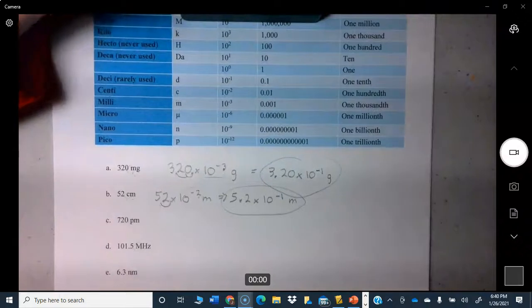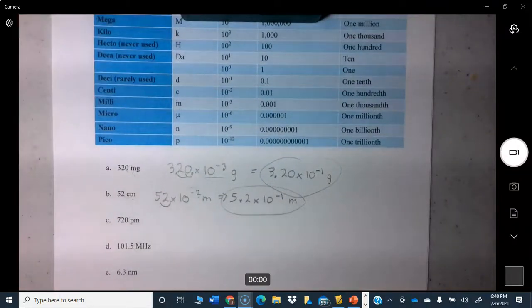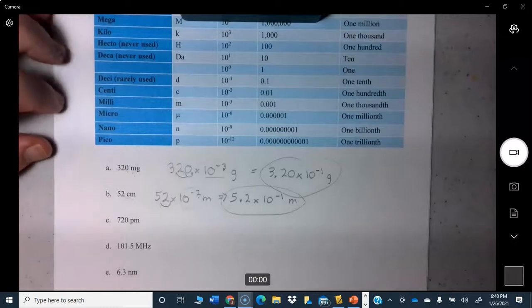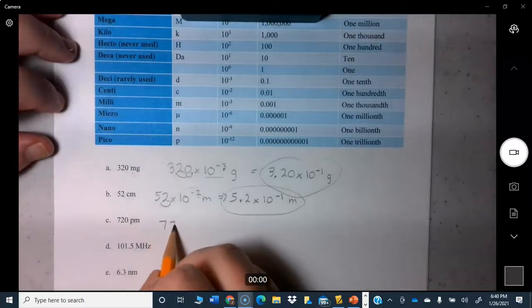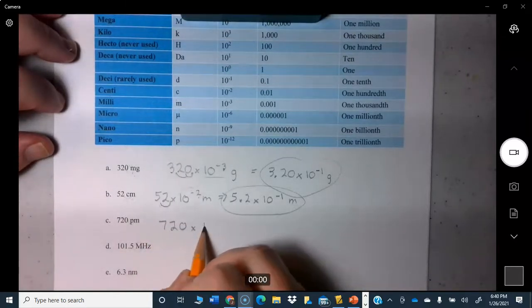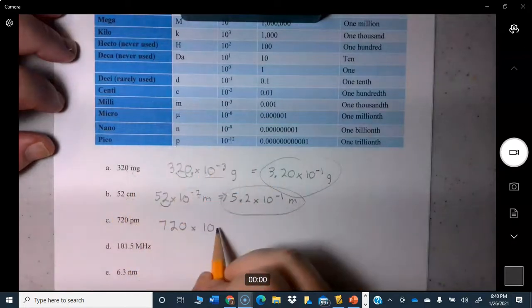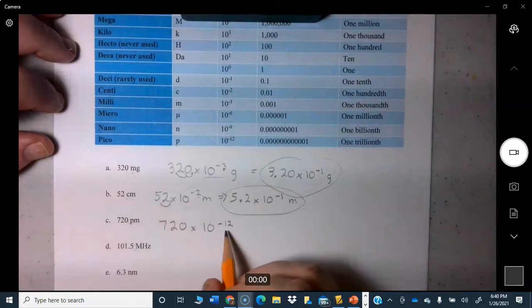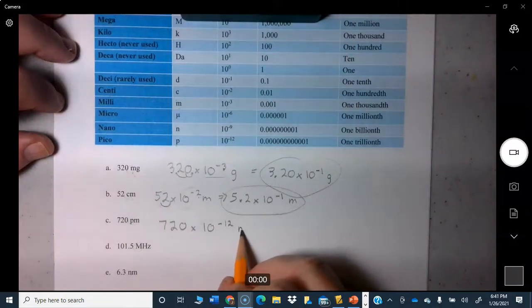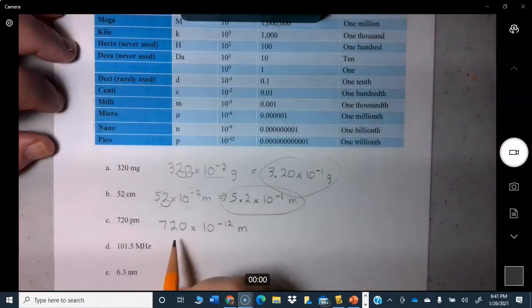720 picometers. That's really small. We're talking subatomic right now, smaller than an atom. Okay, so 720 times 10. Pico is right there. 10 to the minus 12. Okay, and that's meters.